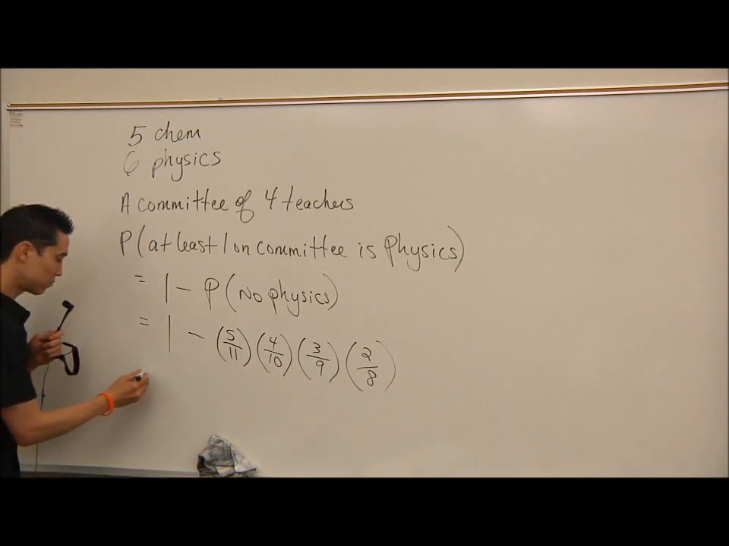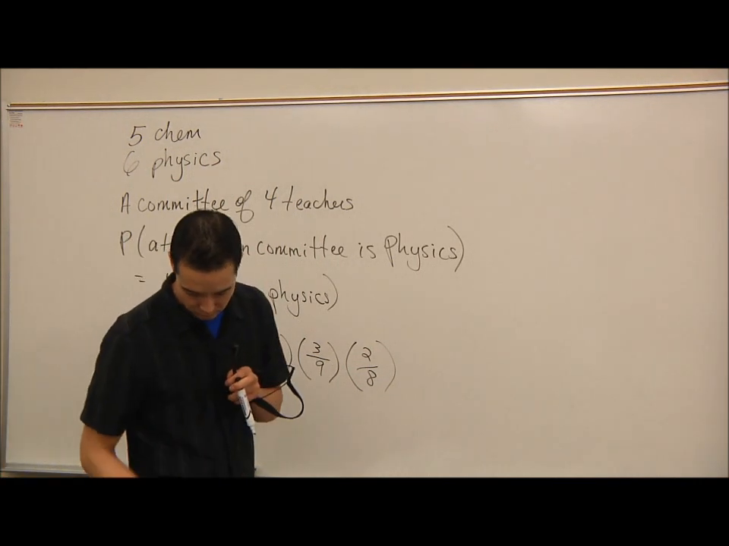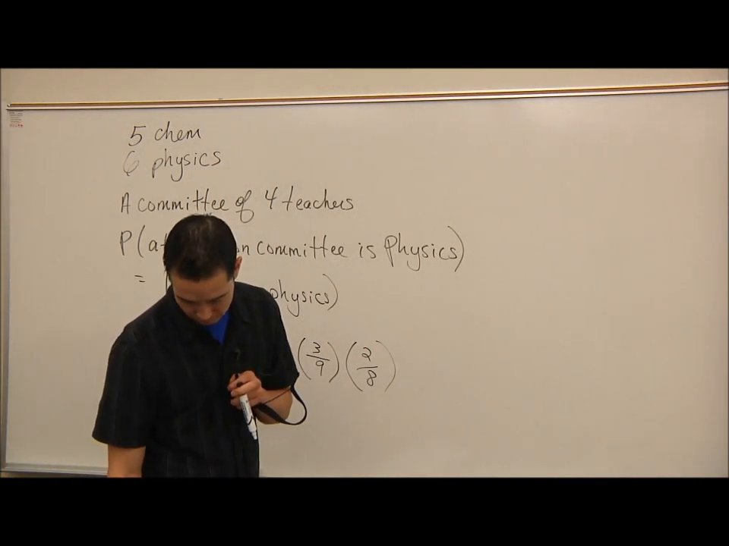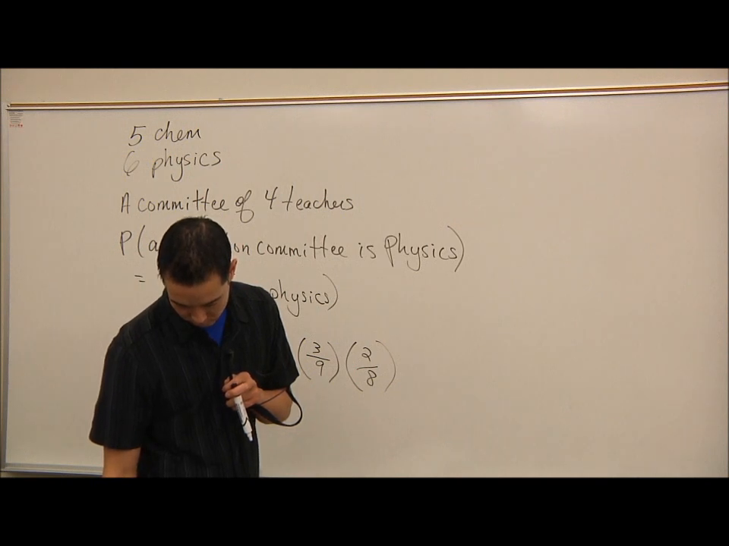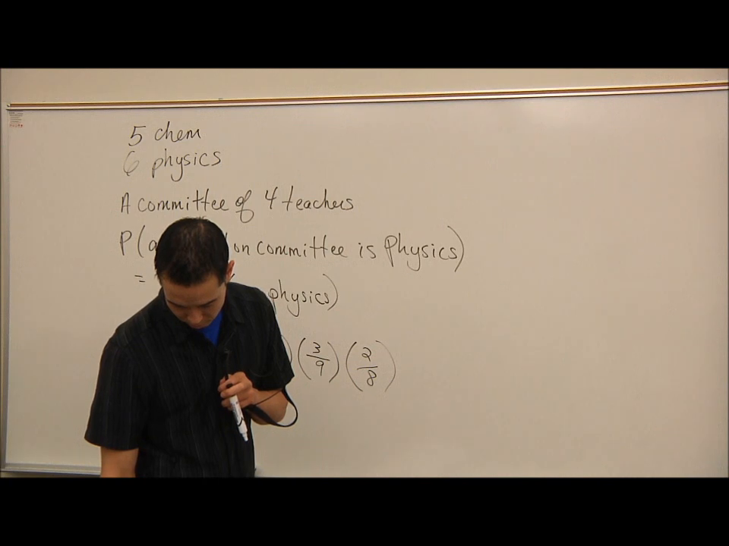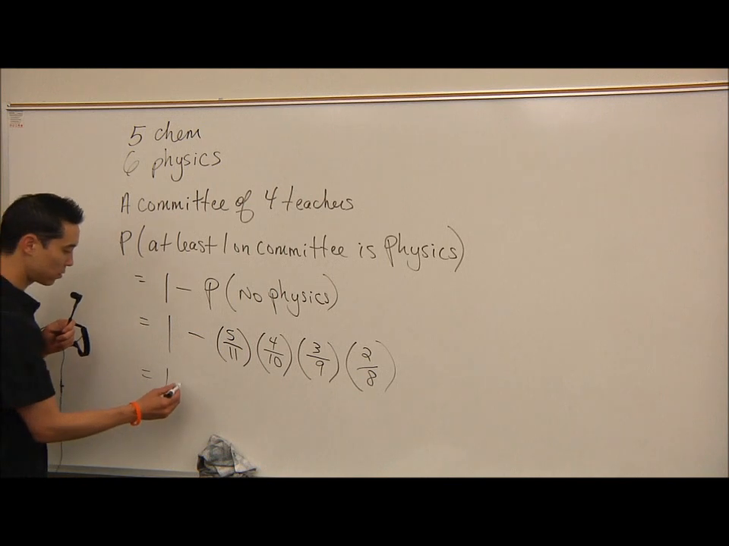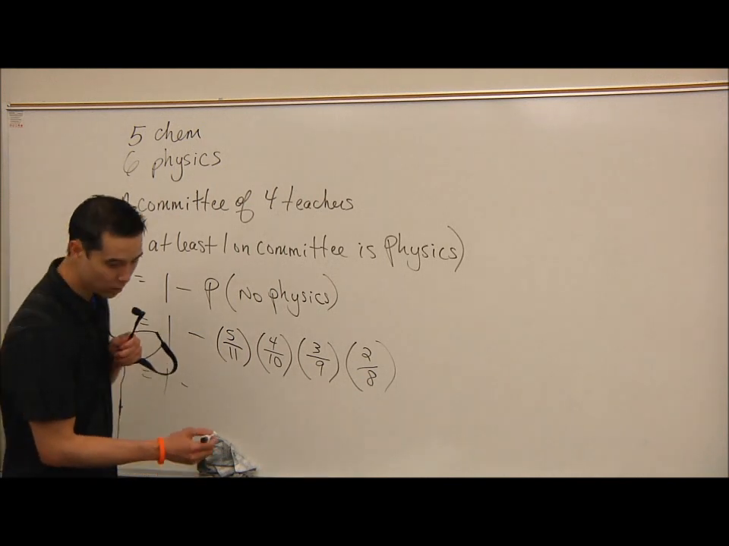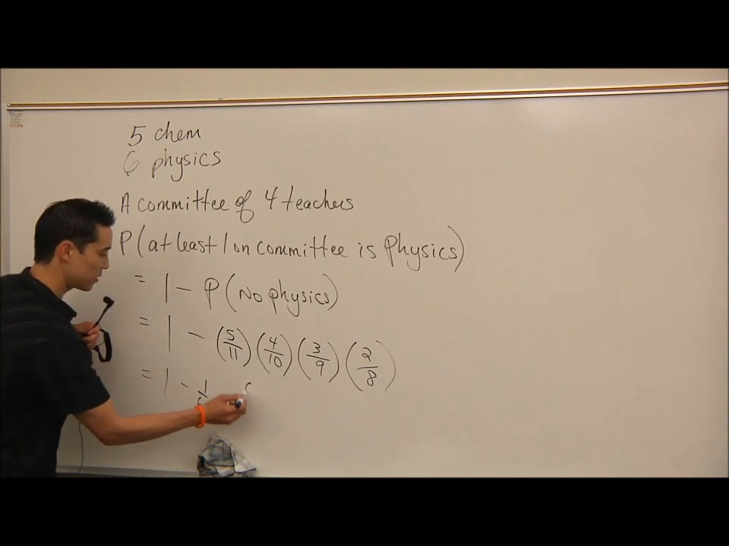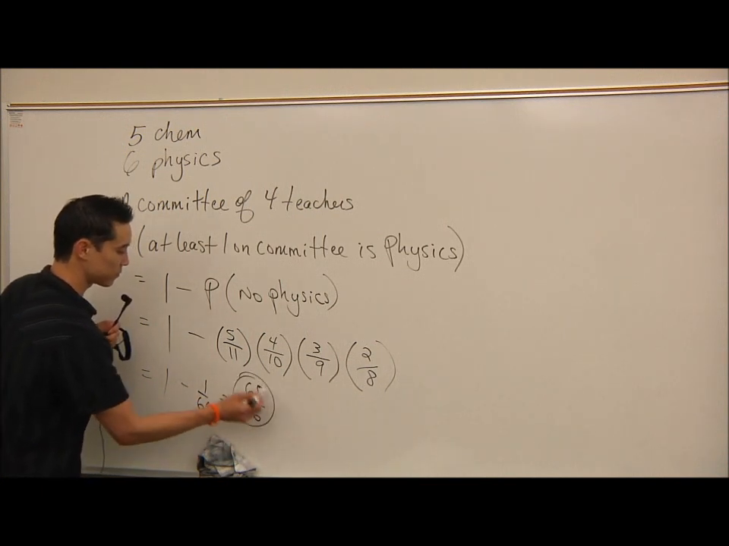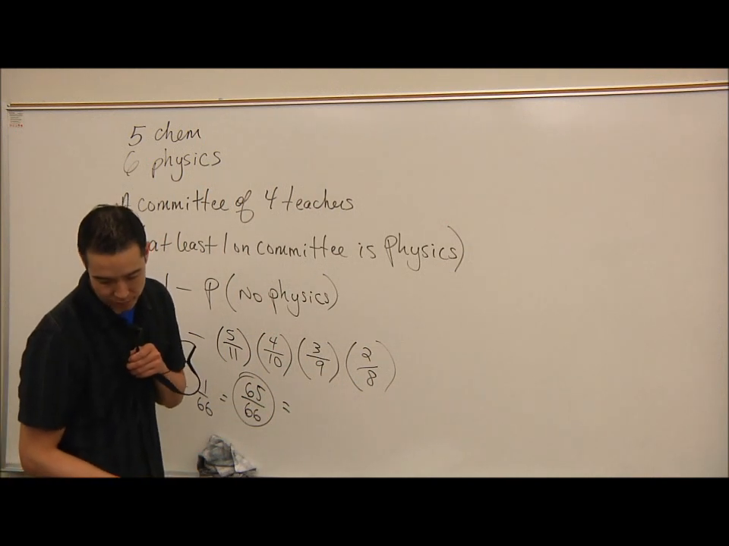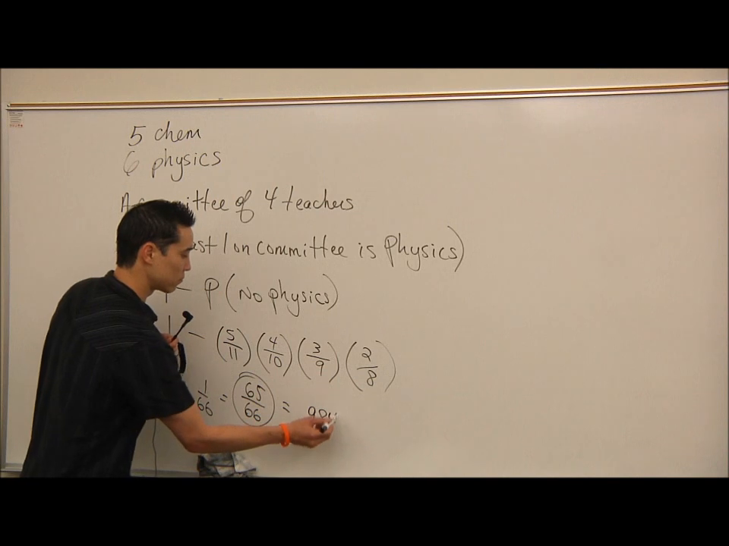So what does this come out to? As a fraction, I'm getting 65 out of 66. So 1 minus 1 over 66, which is 65 out of 66, which is approximately .9848.